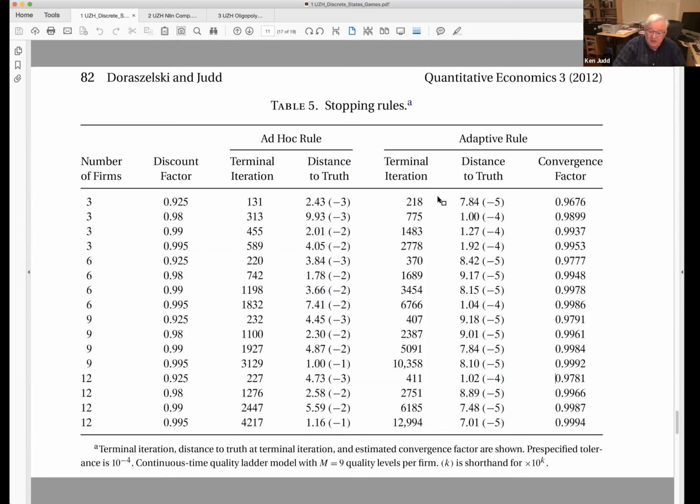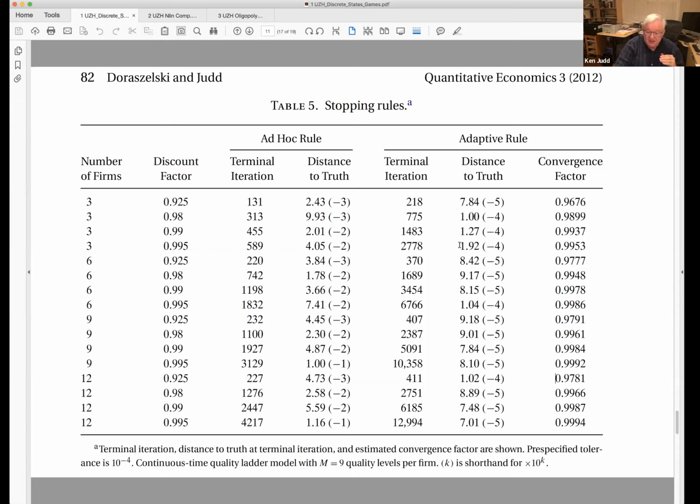And what we found is that the convergence rate asymptotically was basically 0.9953, which means that the rate of convergence is 0.5% each iteration. So it's very slow.